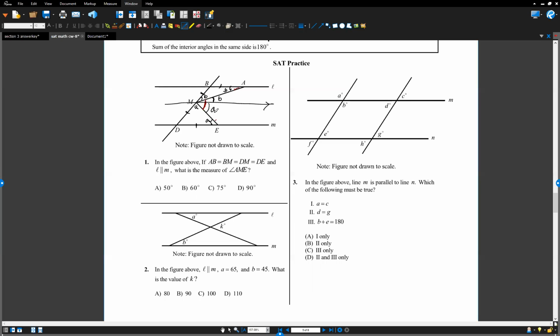Now you can see 2B plus 2A is all a straight angle, right? 2A plus 2B equals 180 degrees. But actually angle AME is what? A plus B, right? Half of that. Half of that, divided by 2. A plus B equals 90. Okay? So this angle is what? 90 degrees.